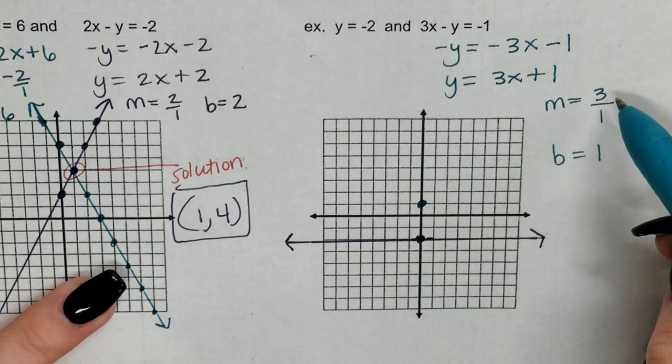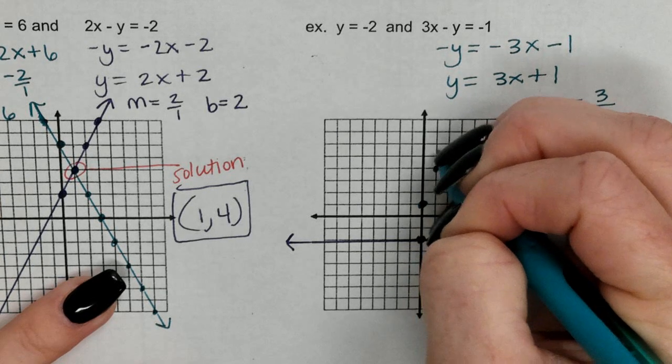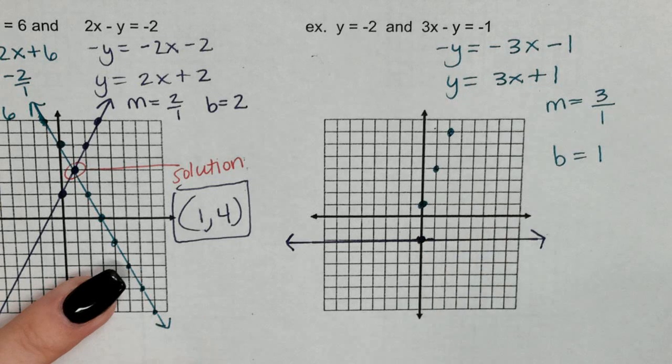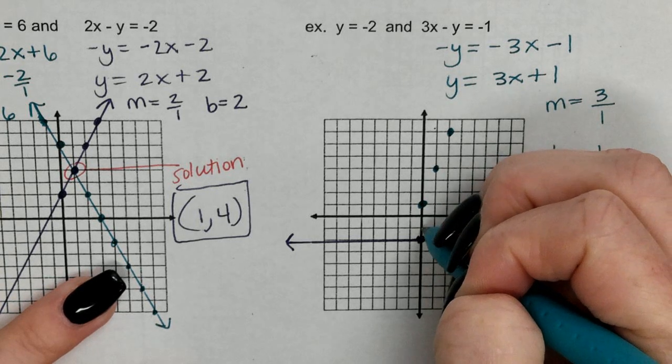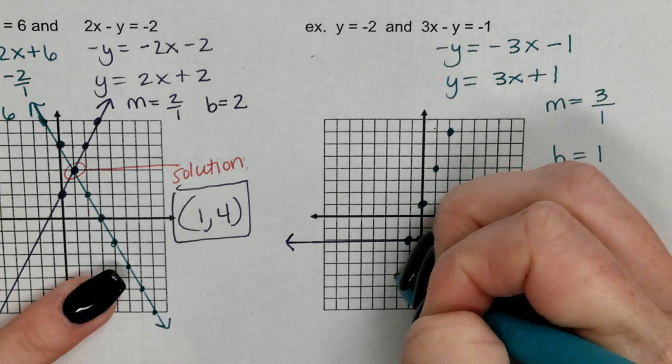I'm going to rise up 3, right 1. What else could I do? Go down 3. Two negatives make a positive, so I could go down 3, left 1. So 1, 2, 3, 1. Do you already see where they're going to intersect? Yes.